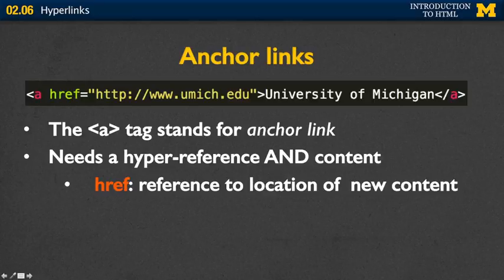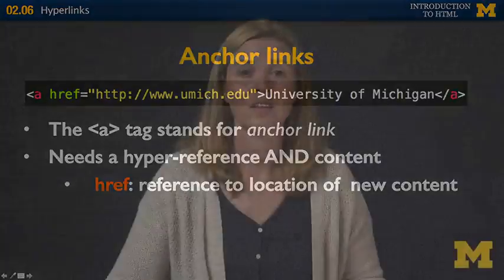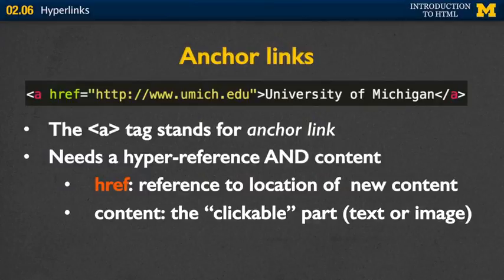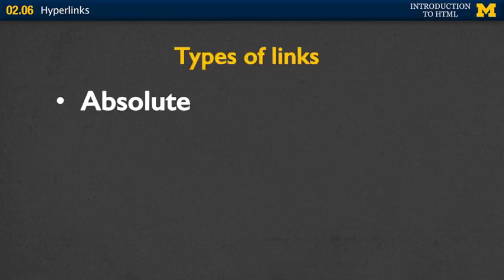So in this case, I used http://www.umich.edu. That tells the browser, if somebody clicks on this link, this is where I want you to request the new page from. We also need to have content. The content is what we call the clickable part. In this case, it's text. I would actually click on an underlined text that says University of Michigan. But in some cases, it might be an image instead.